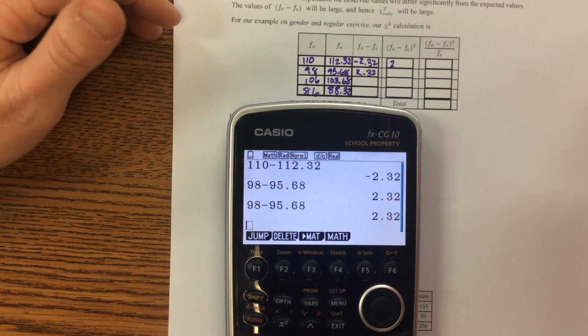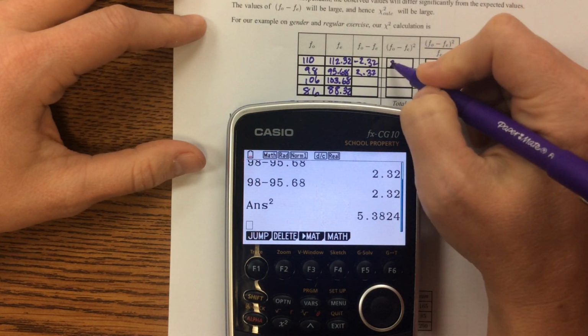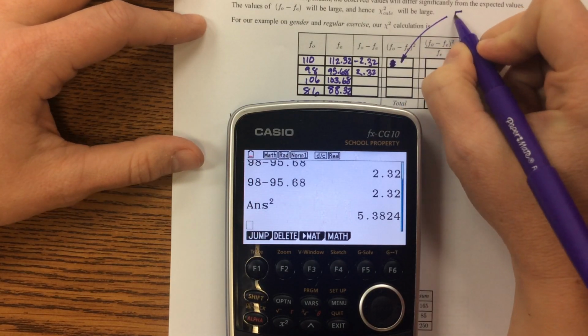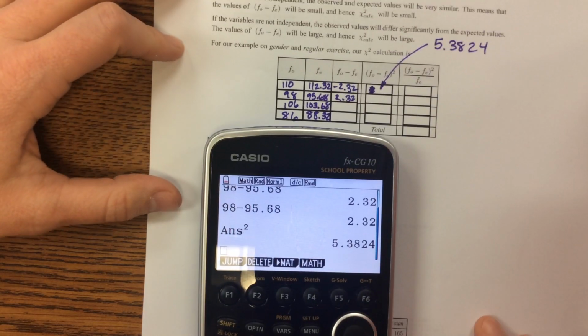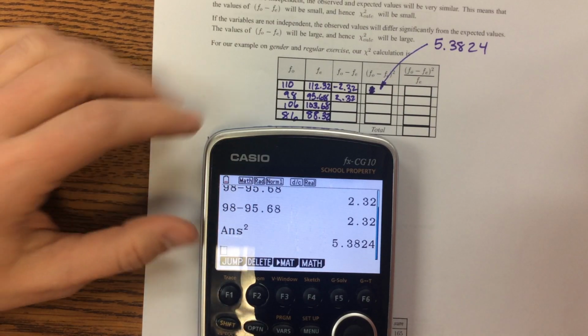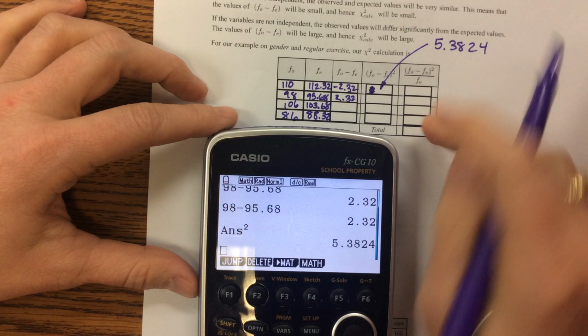So what I'm going to do is I'm going to square these values, and I get, well, both of those end up being, that's not enough space for me. 5.3824, we're going to keep that exact value. We might need more decimal places at this point. Okay, so that's in both of those. The negative squared becomes a positive. The positive squared still is positive.